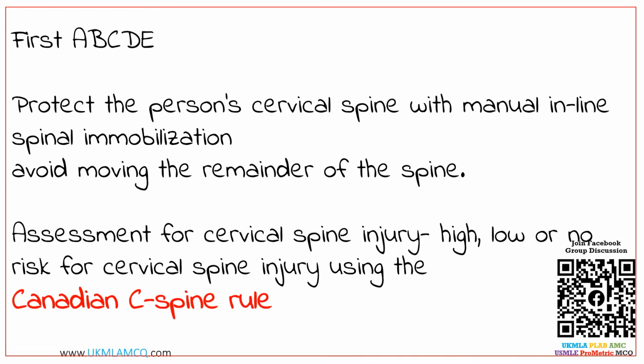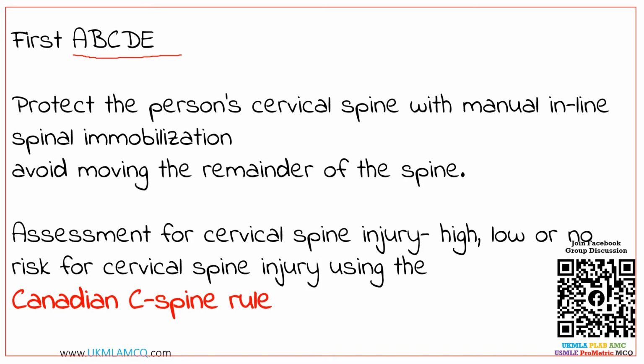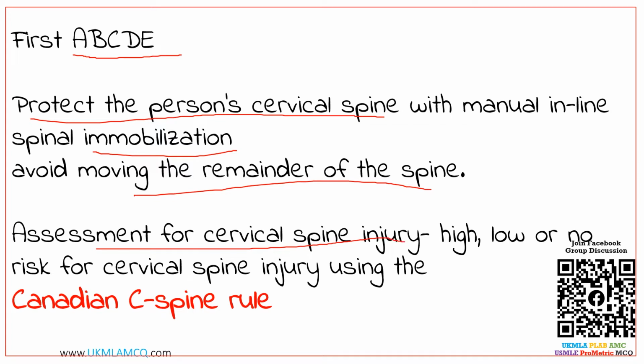In a case scenario like this, on arrival at the scene of the incident, use the prioritizing sequence to assess people with suspected trauma. For example, use your ABCDE: airway, breathing, circulation, disability and exposure. Keep in mind, at all stages of the assessment, you should protect the person's cervical spine with manual inline spinal immobilization, particularly during any airway intervention, and avoid moving the remainder of the spine. This is very important. After that, assessment for cervical spine injury should be done.